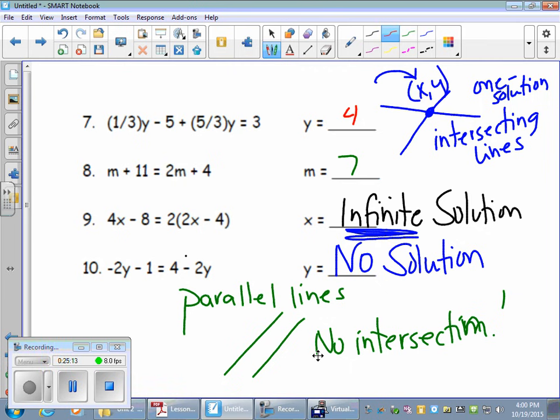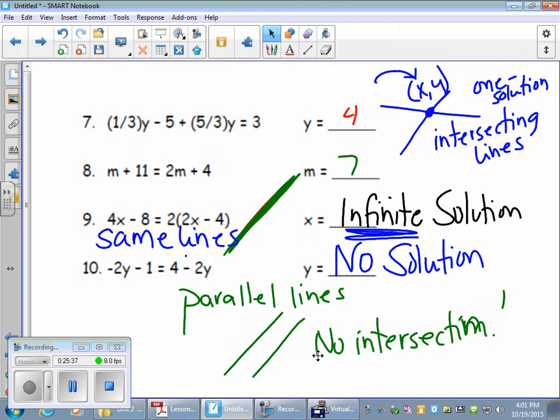And what does the graph look like when there are infinite solutions? So go look at number 9. What happened there? Okay, we had a line graphed on top of another line. So what we had was infinite solutions because they intersected everywhere, right? So you may want to say that we had same lines, okay? So they intersect everywhere, okay?